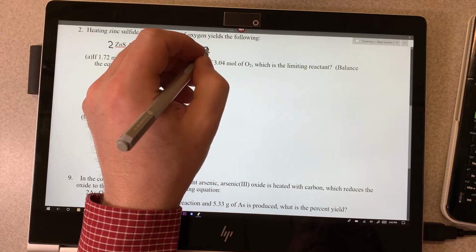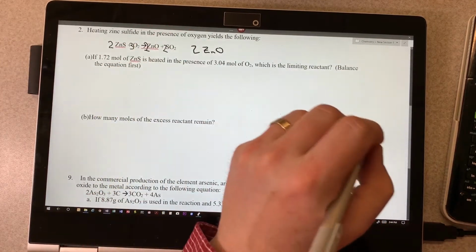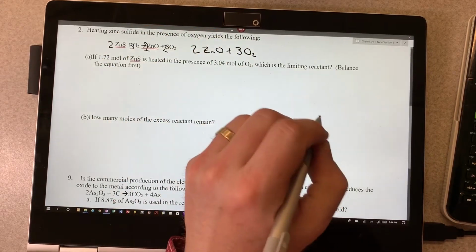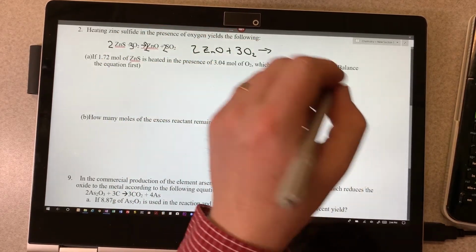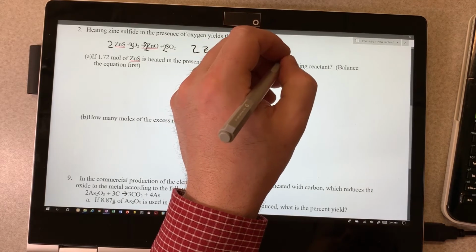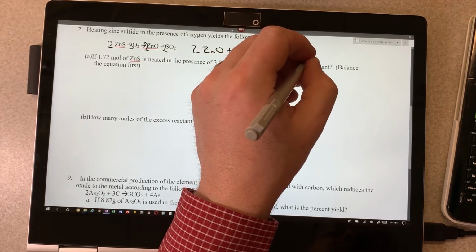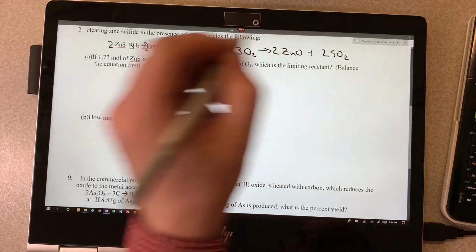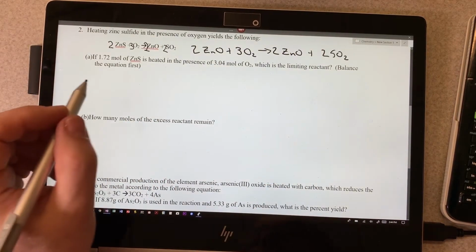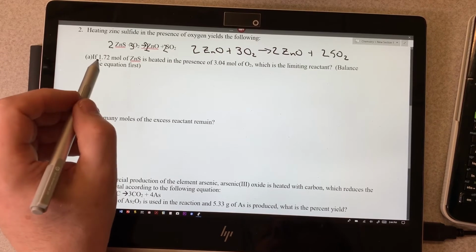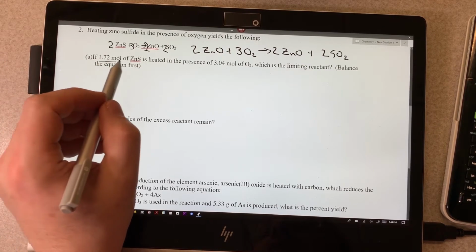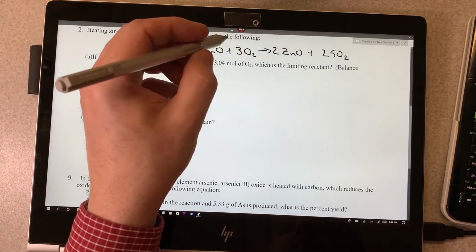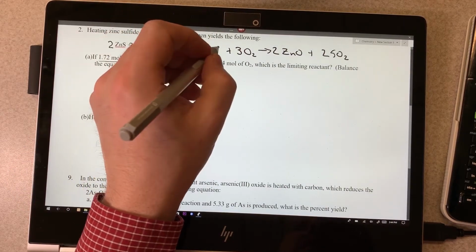2 ZnS plus 3 O2 molecules will form 2 ZnO plus 2 SO2 molecules, right? So now, I'm asking this equation, if I have 1.72 moles of zinc sulfide, right? Sorry, I wrote this wrong up here. Let's fix that. That's sulfide.